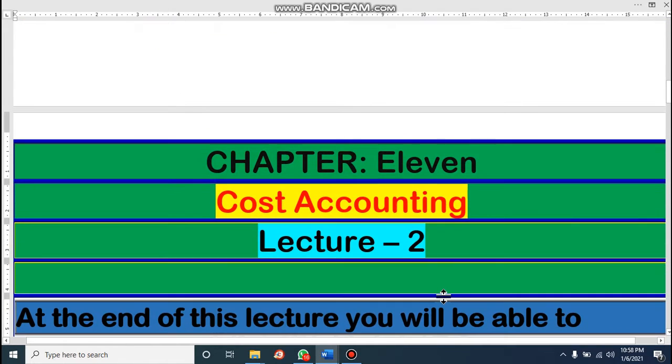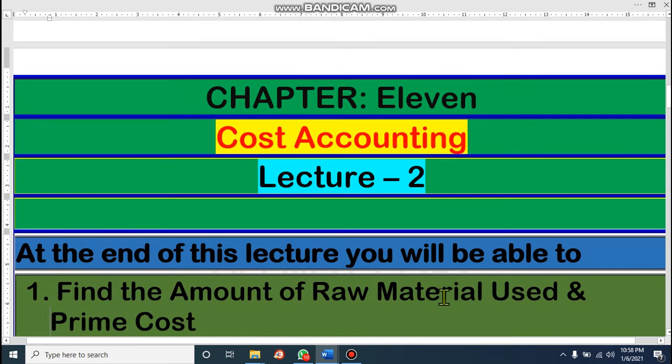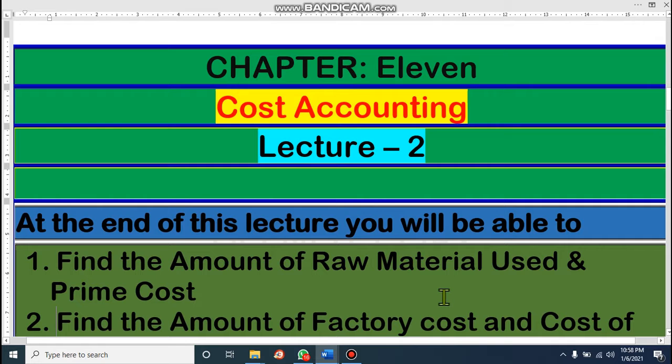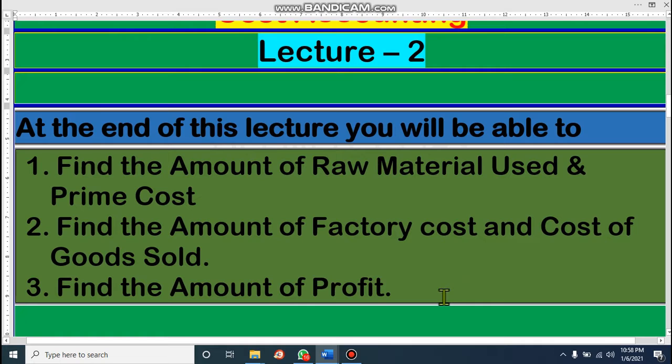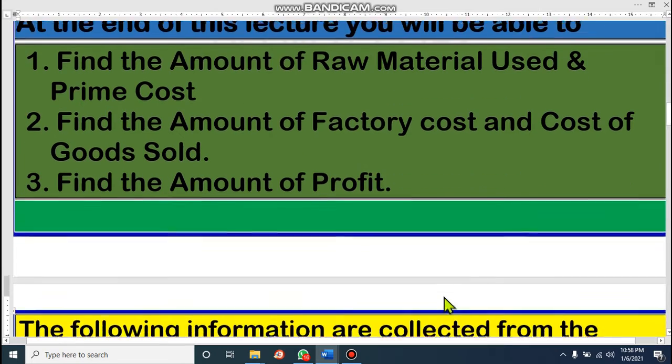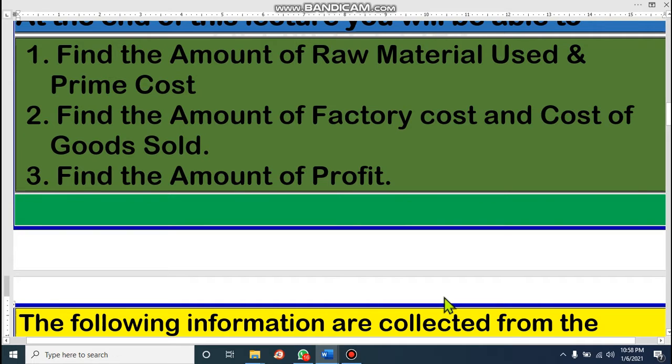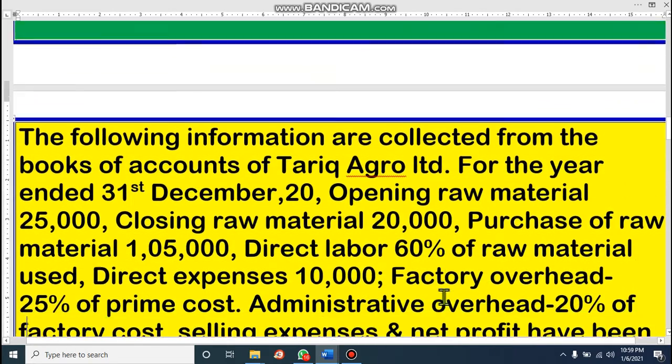Today we will discuss chapter 11, which is cost accounting. This is our second lecture. You know that last class we discussed what cost accounting is and the necessary formulas. Today we will solve a problem, direct math. After this lecture you will be able to find the amount of raw material used and prime cost, the amount of factory cost and cost of goods sold, and at last the amount of profit. Dear student, let's come to our class.